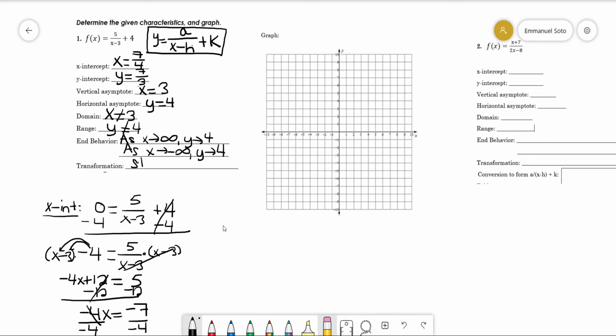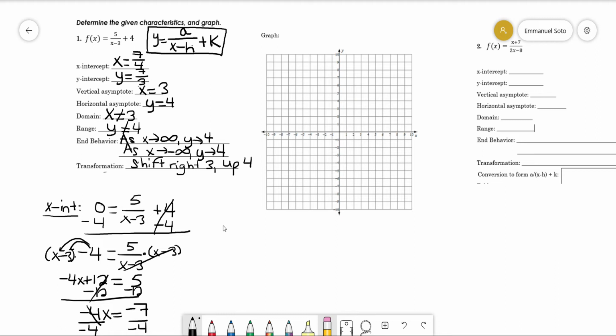So it shifts right 3, up 4. Alright, and you can always draw the graph if you don't remember how to do this, and it should lead you to the right answer, because you can kind of tell if it's shifting right or left or up from the graph.